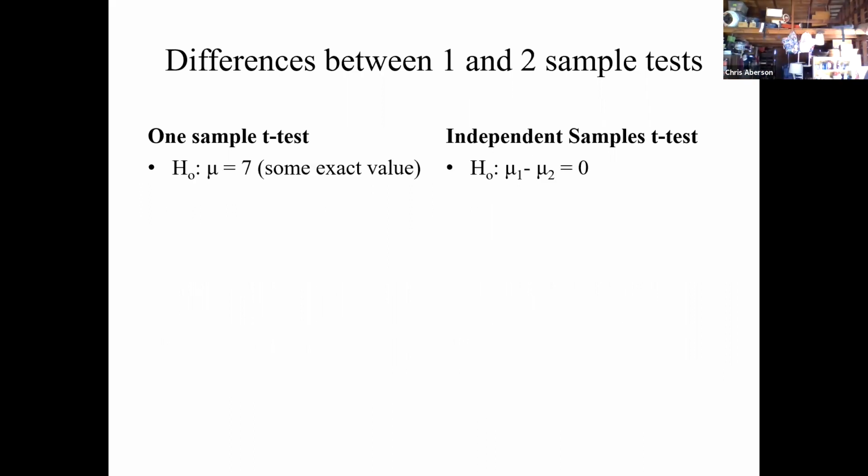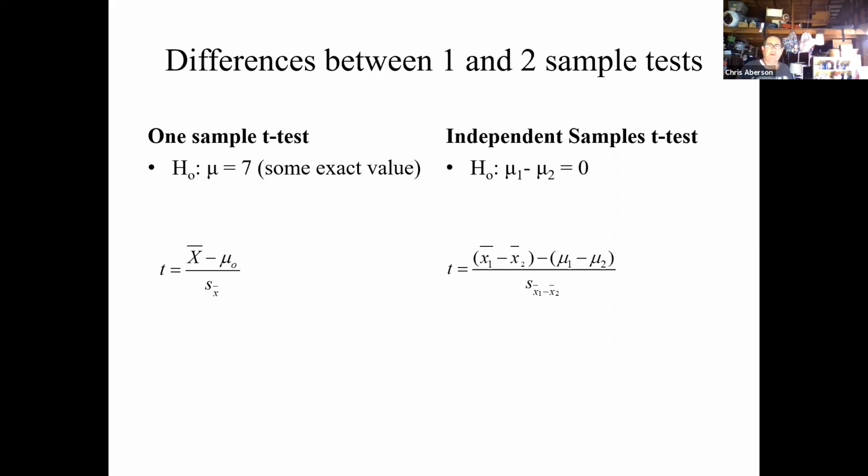More differences, you can see what the hypotheses look like. One sample t gets a specific value. Independent samples t is a statement about the difference between the means. You sometimes will see this as mu1 is equal to mu2. I like to always write it as mu1 minus mu2 equals 0. And the reason for that will become clear because that gives us an actual numeric value to compare against our confidence interval.